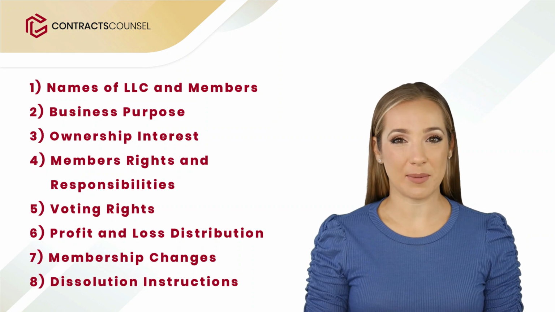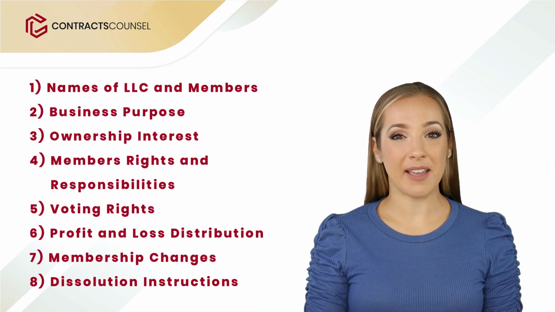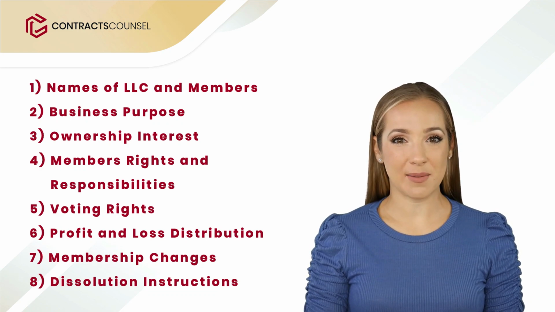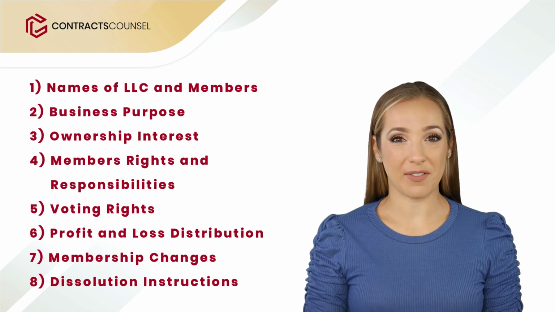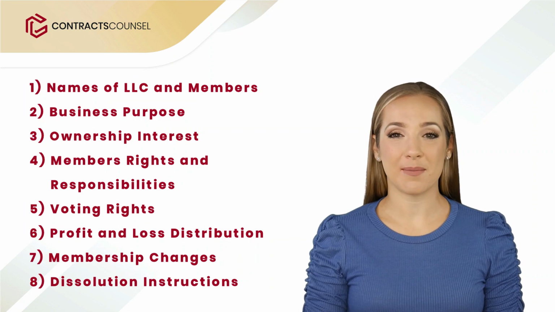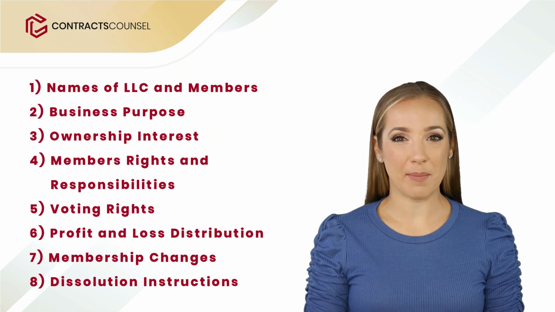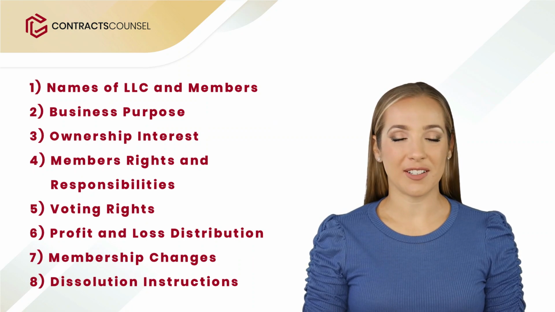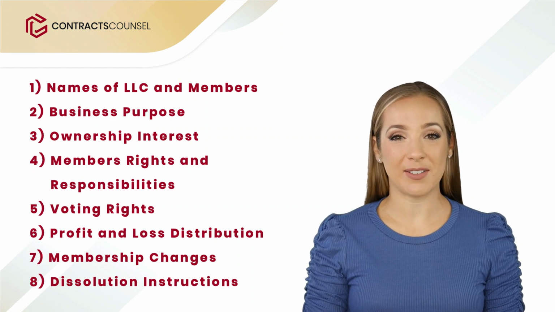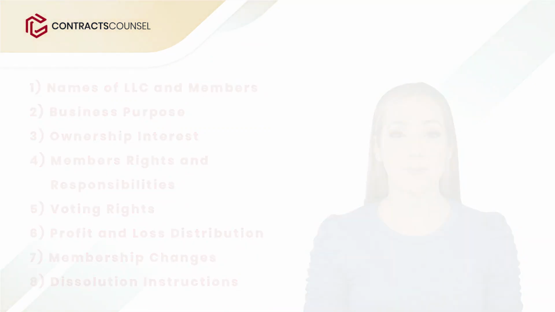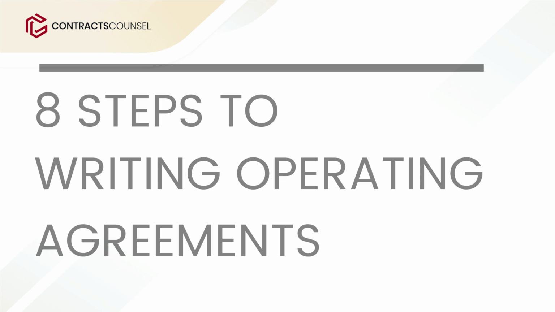4. Members' rights and responsibilities. This states what rights each member has and their responsibilities in managing the LLC. 5. Voting rights. These detail the decision-making process for the business. 6. Profit and loss distribution. This addresses how profits or losses are divided between the members. 7. Membership changes. This sets rules on how to add or remove members. 8. Dissolution instructions. This details the circumstances under which the LLC can be dissolved and the procedures for winding down its affairs.